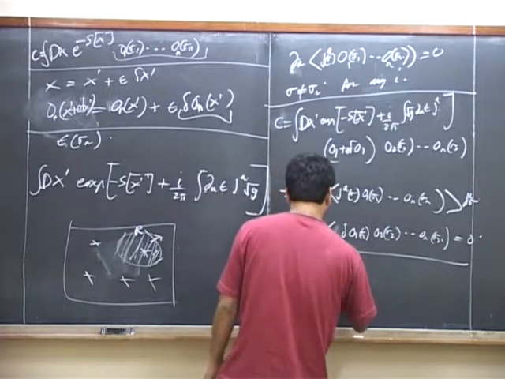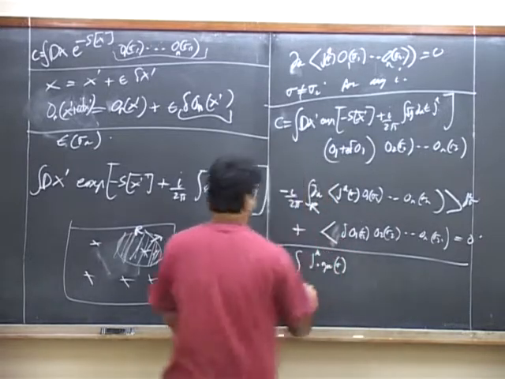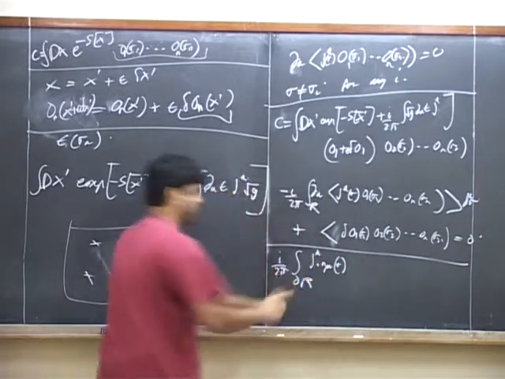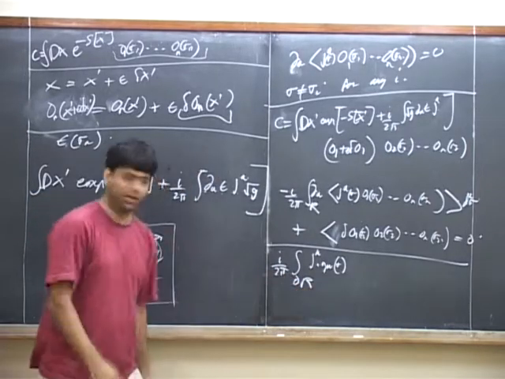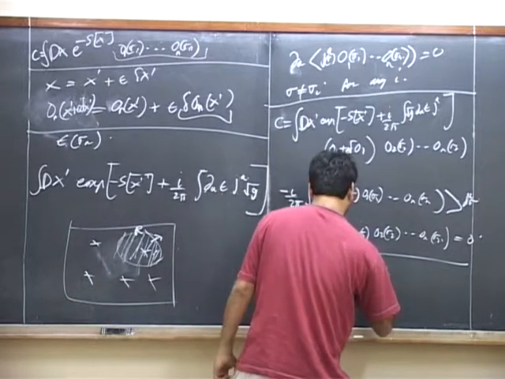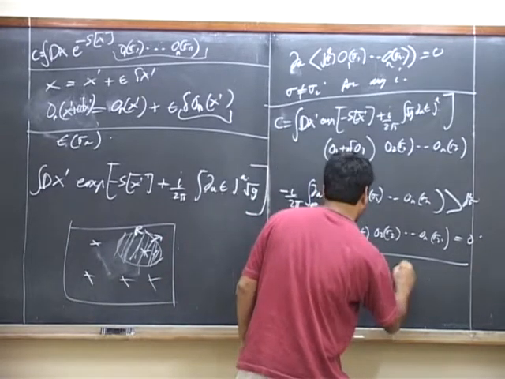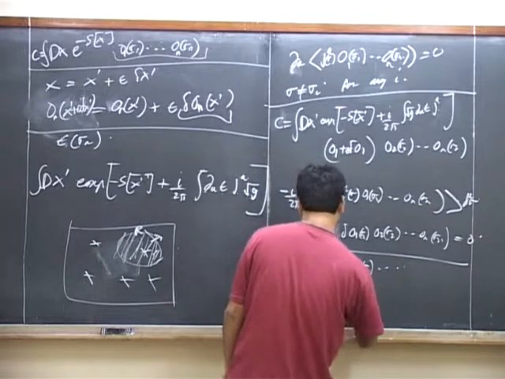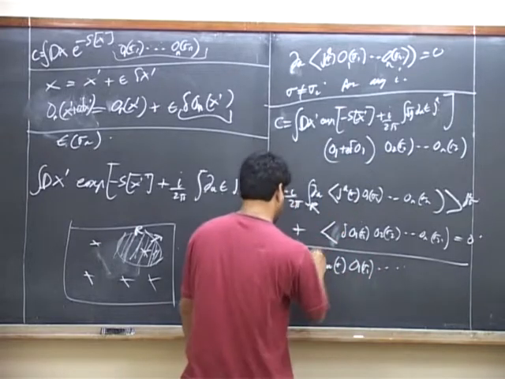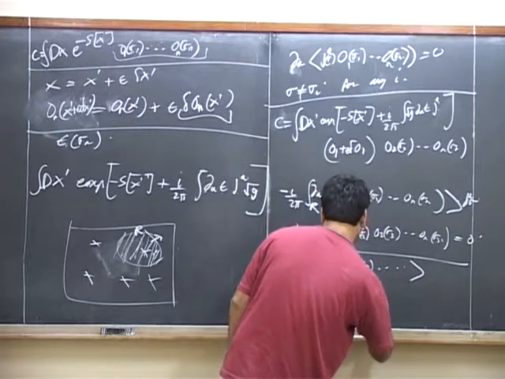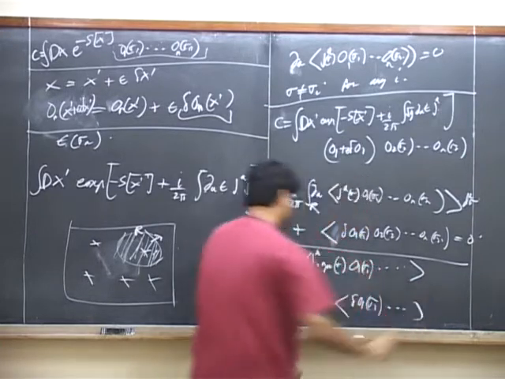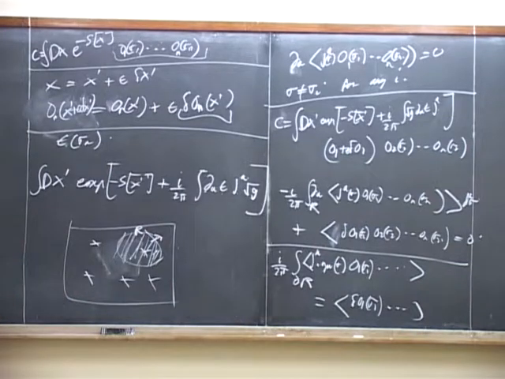at point sigma, and this integral is now taken over the boundary of the region. This symbol is often used for the boundary of a region. Times O1 of sigma 1 is equal to the correlation function delta O1 of sigma 1. Is this clear?